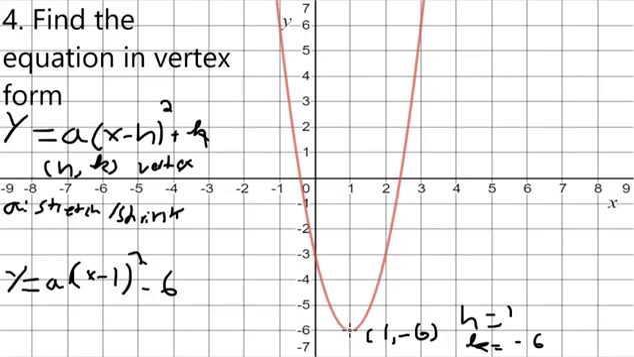A simple way to do that is to look at how the y value changes when you move over 1 from the vertex. When I move over 1 from the vertex, I go up 3. So that tells me there's a vertical stretch of 3, so a equals 3. And our final answer is y equals 3 times x minus 1 squared minus 6.